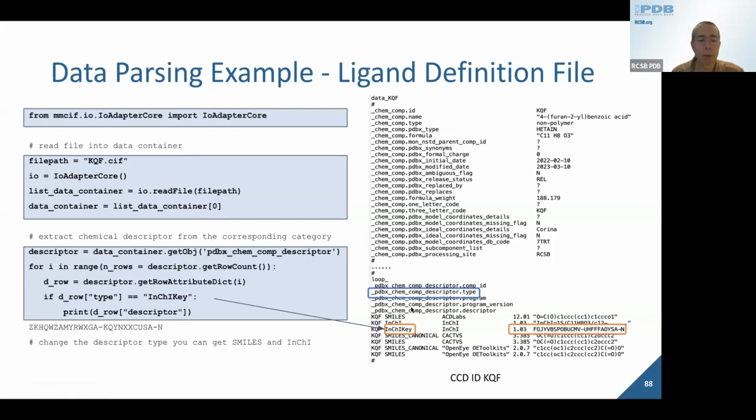And the other way of finding what you want is to loop through each row. This shows another way. You just loop through each row. This get row count means you are going to loop over all the rows, and you create a dictionary for each row and try to find which one matches InChI key for the type attribute.